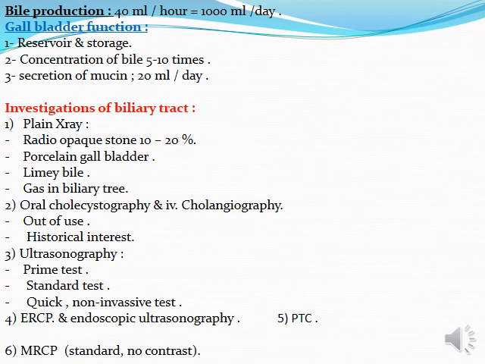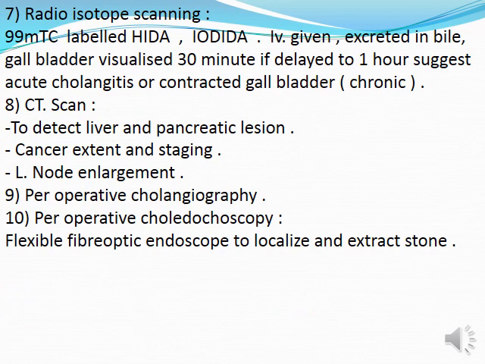Number 5, PTC, which is percutaneous transhepatic cholangiography. Again, this is mentioned in detail in the first lecture. Number 6, MRCP, magnetic resonance cholangiopancreatography, which is a standard and no contrast is needed. Number 7, radioisotope scanning, which is technetium-99m labeled HIDA scan.